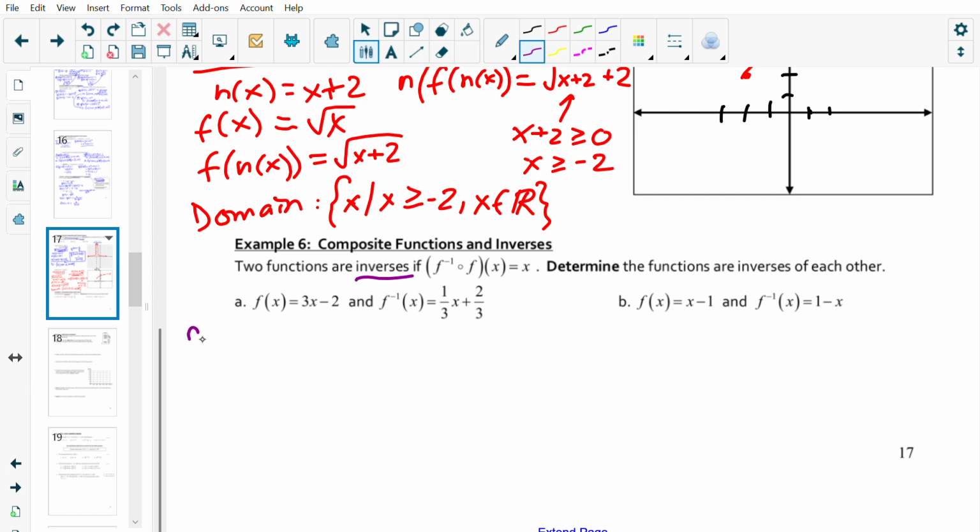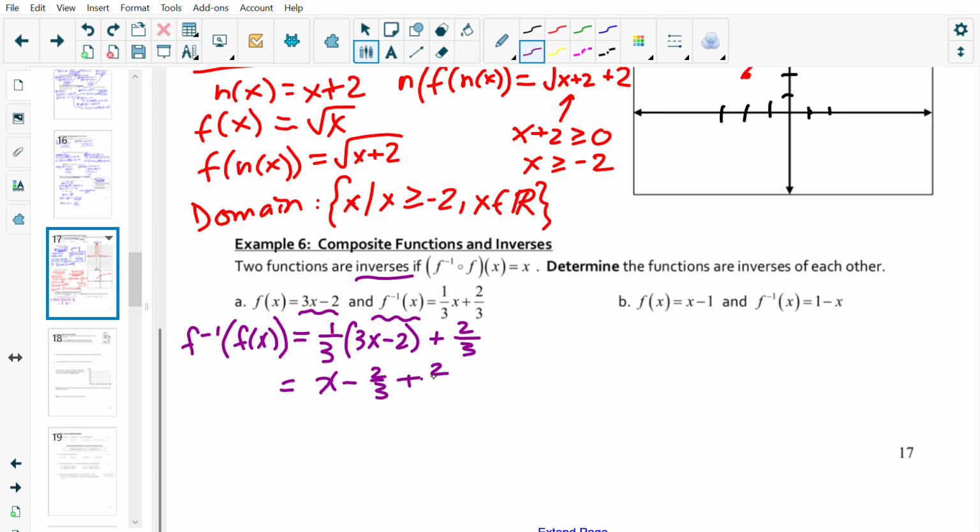Okay, so the inverse of f of x equals, so in the inverse of f of x, I'm going to substitute f of x. So 3x minus 2 plus 2/3. Let's simplify that. I get x minus 2/3 plus 2/3. I get x.